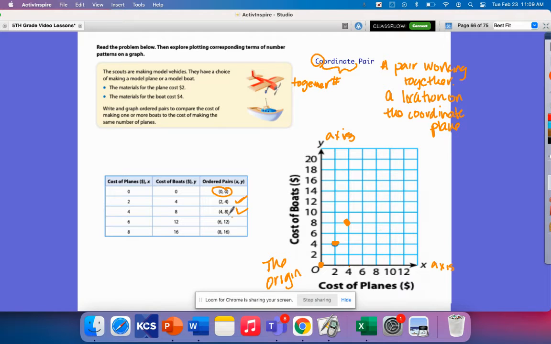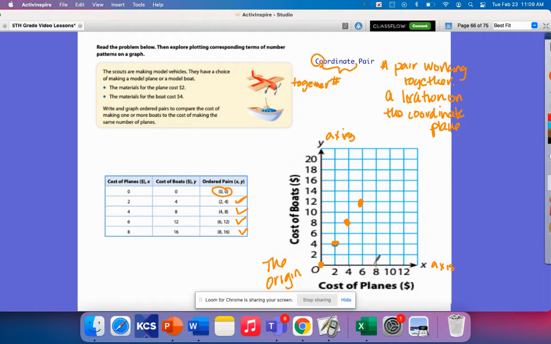The next one is (6, 12). I'm going to go 6 for the cost of planes, then go up, and plot a point at (6, 12). Next one is (8, 16). So I'm going to find 8 along the x-axis. Here's 8. And then I'm going to go up.